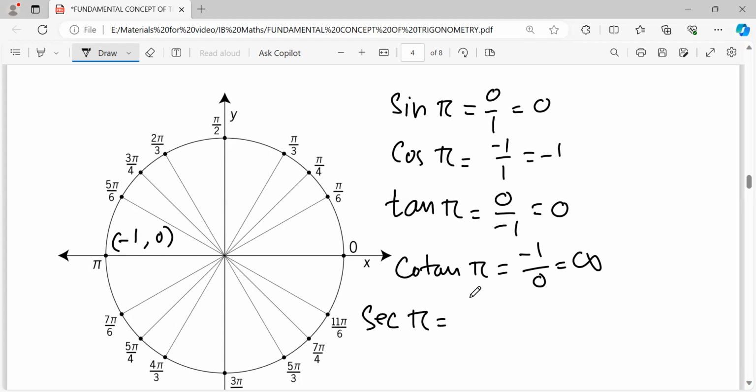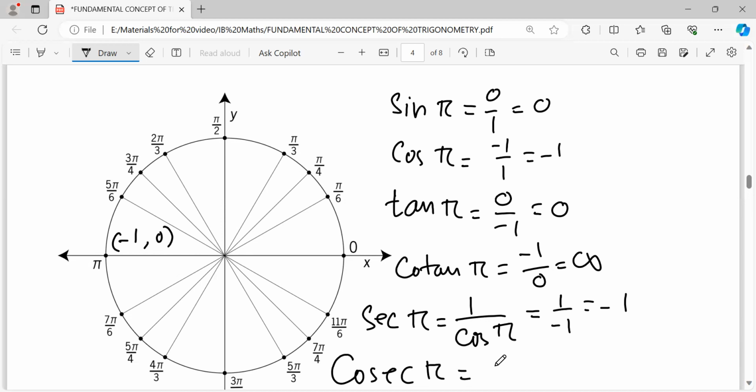Secant pi equals 1 over cosine pi, 1 over negative 1 equals negative 1. And cosecant pi equals 1 over sine pi, equals 1 over 0, which is undefined.